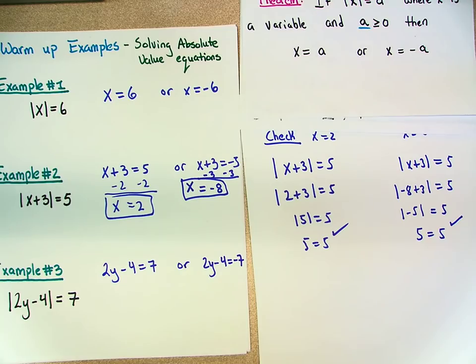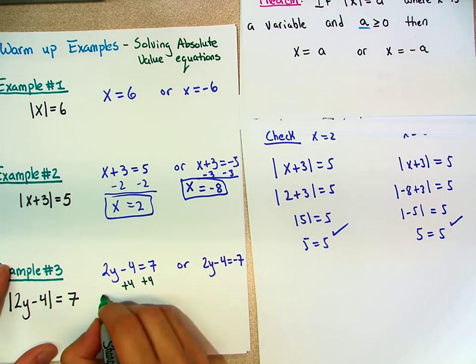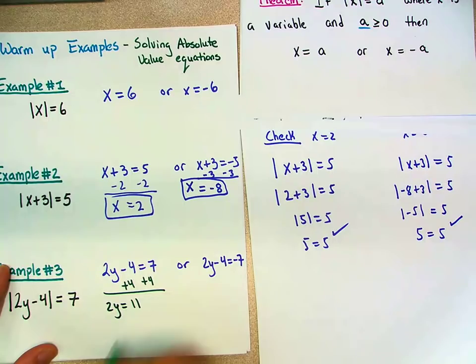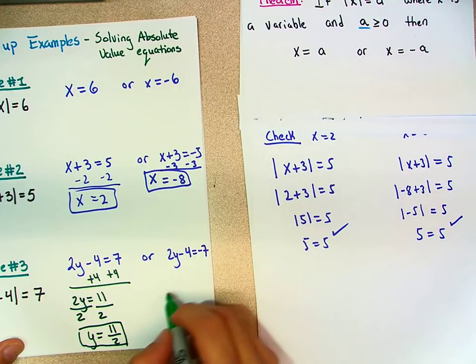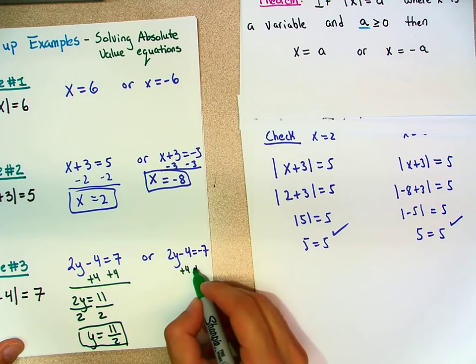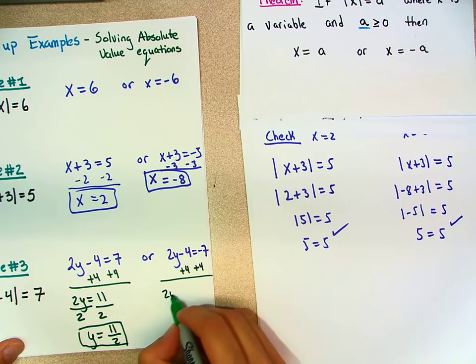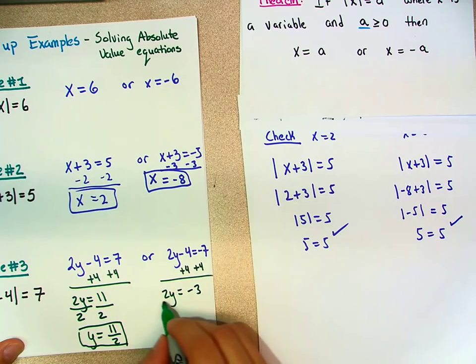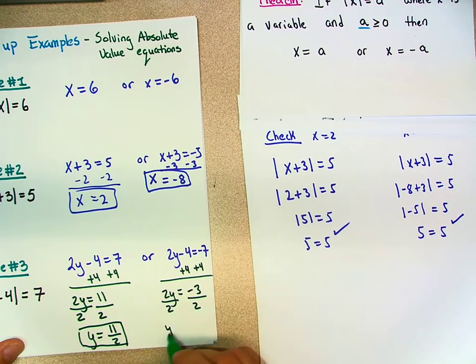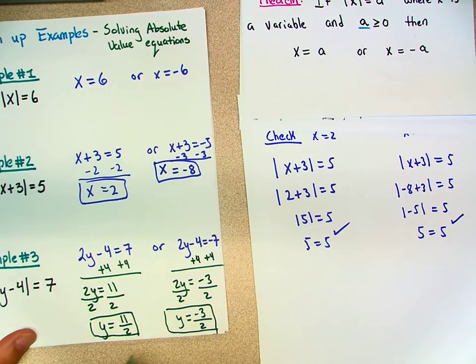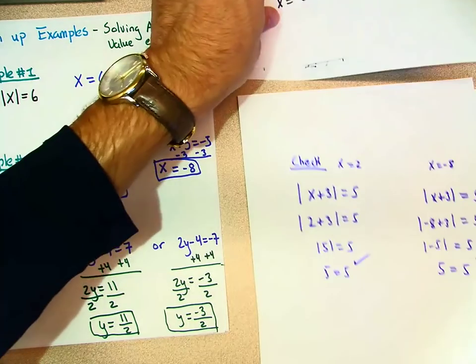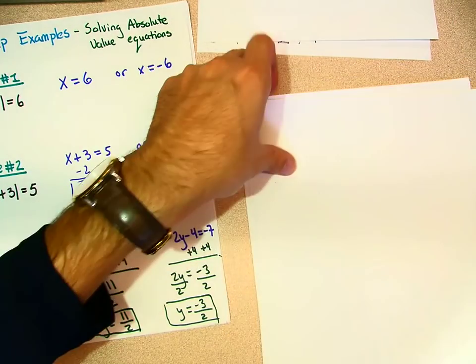So here, what do we do? Plus 4, so 2y equals 11. And now you divide by 2, y is equal to 11 over 2. Okay? Don't be afraid to get fractions. Here, I do plus 4, so now 2y is equal to negative 3. Divide by 2, y equals negative 3 over 2. Okay? Don't be afraid of fractions. Getting fractions is okay. But you're like, Mr. G, we don't believe you. Well, what can we do? We could always just check our answer.